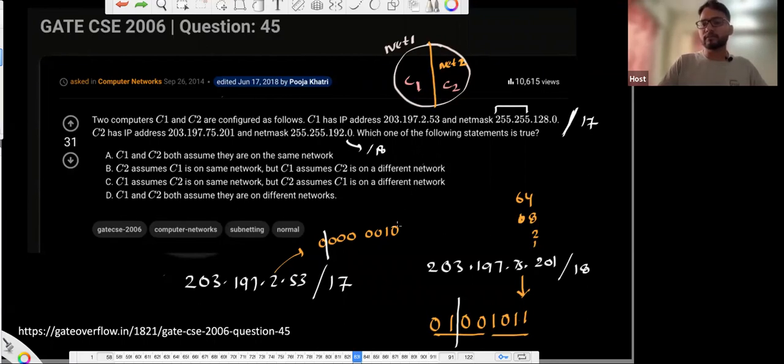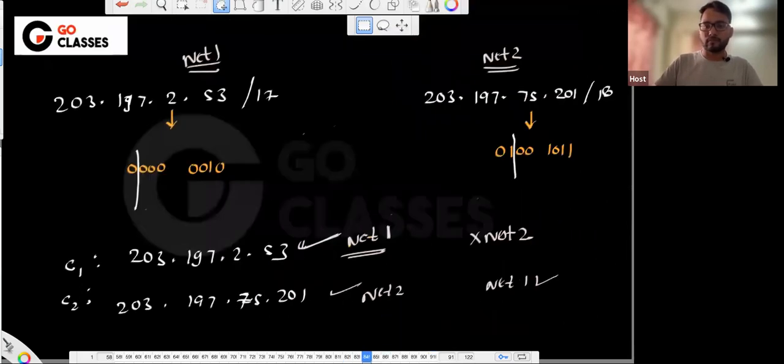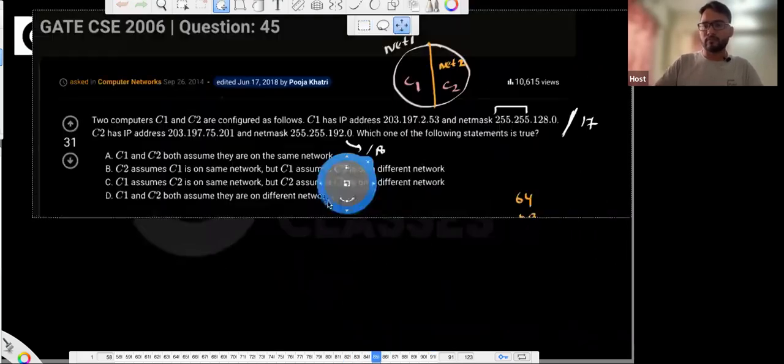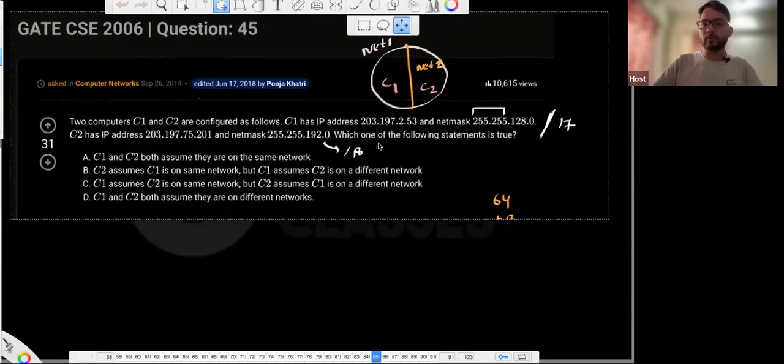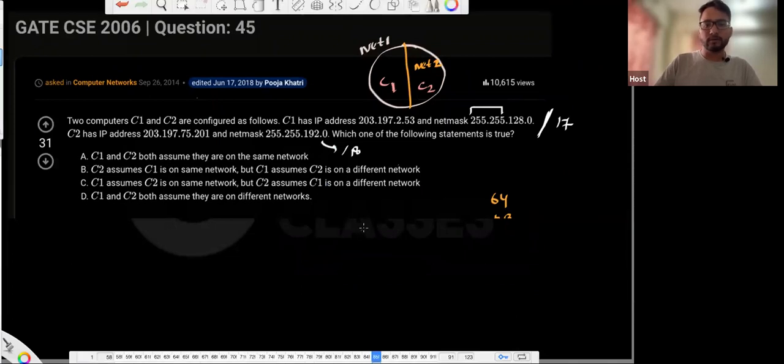Should I repeat this question? See what is happening here. Let me know if you have any doubt, and based on that I will repeat. Yeah, network 2 is a subnet of network 1. That's why C will be the answer.